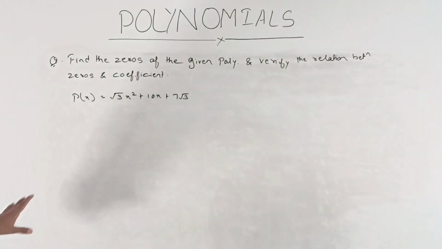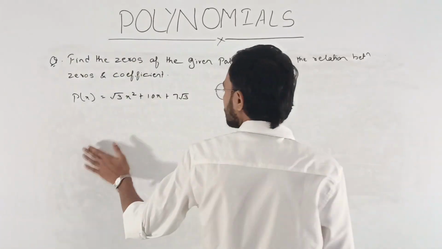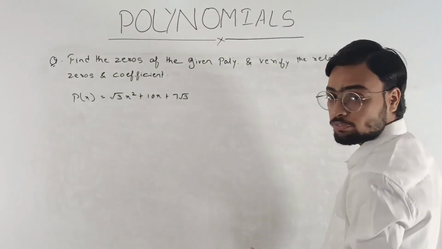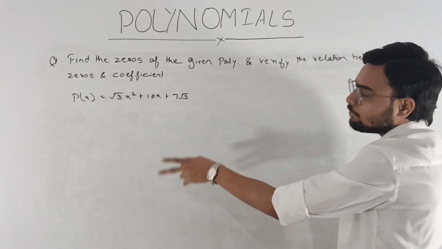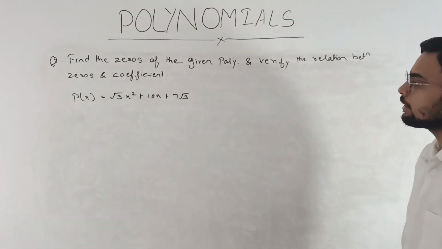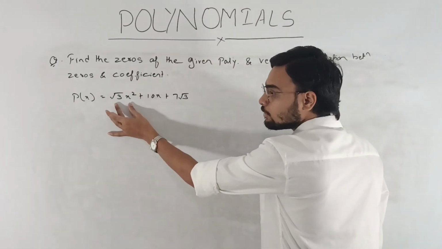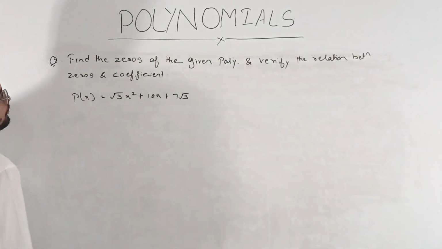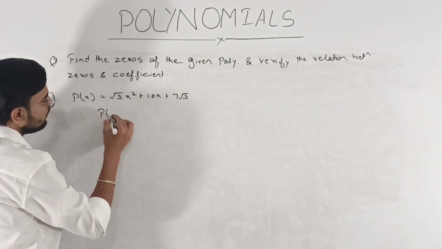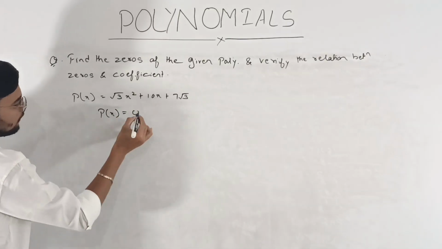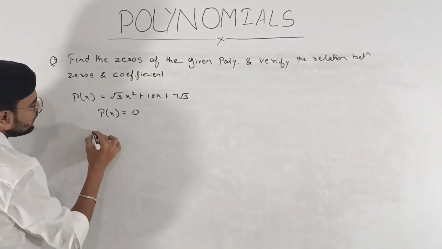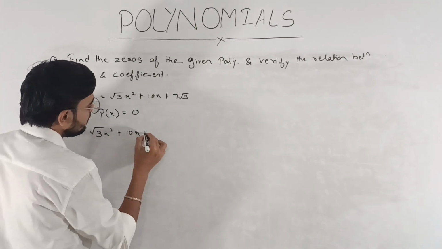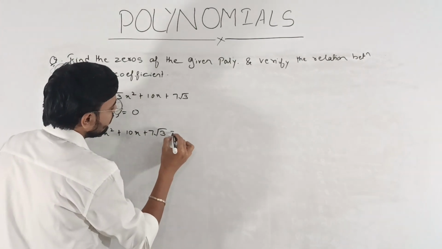Okay, got it? Now let's move towards another question. This question is just the same as the first one. In this question again we have to find the zeros of this polynomial, and after finding the zeros we have to verify the relation. Our polynomial is root 3 x square plus 10x plus 7 root 3. For finding the zeros, we first set this polynomial equal to 0, that is, p(x) is equal to 0. Now the polynomial p(x), root 3 x square plus 10x plus 7 root 3, is equal to 0.